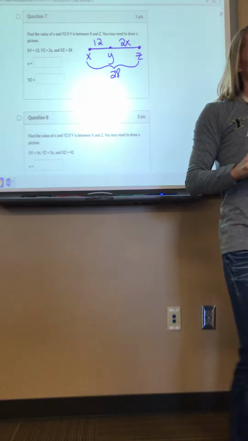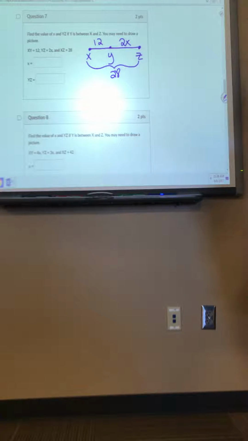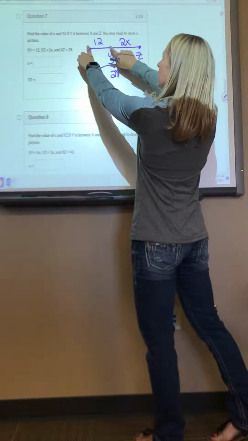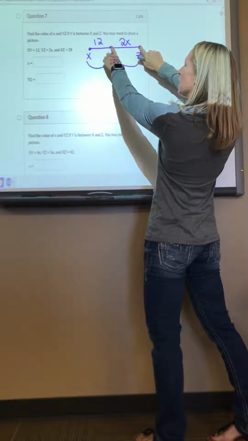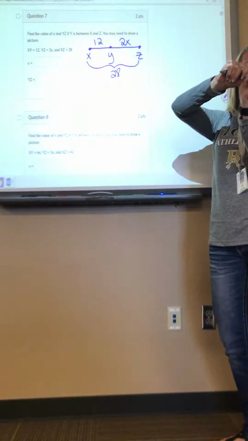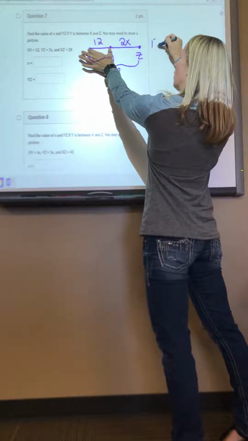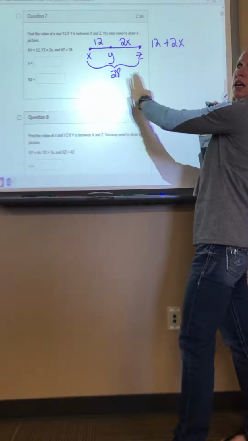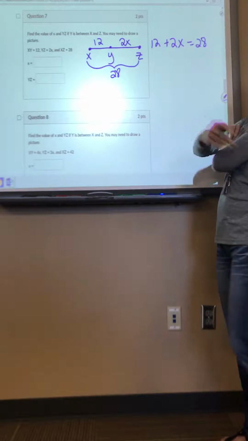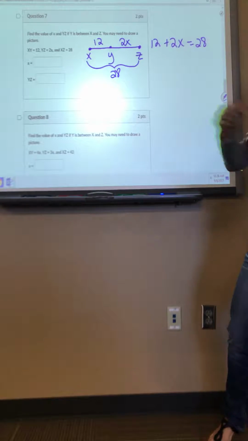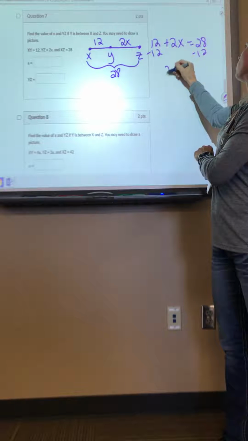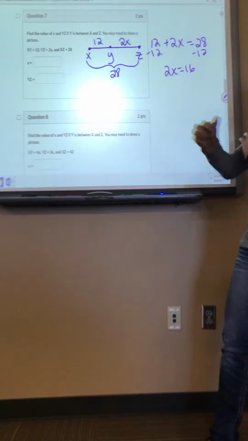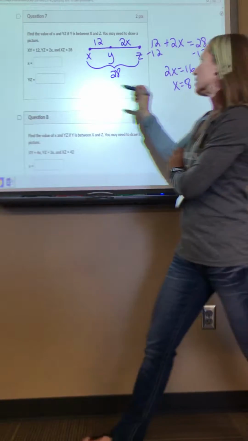So this one's a little bit different. If I know the whole thing is 28, does it make sense if I take this piece plus this piece and put it equal to 28? So if I take 12 plus 2x, doesn't that give me the whole thing, which is 28? Now what would I do to solve that? Subtract 12. So 2x equals what? 16. Then what? Divide by 2, what's x? 8.